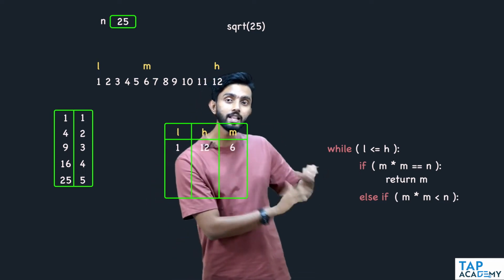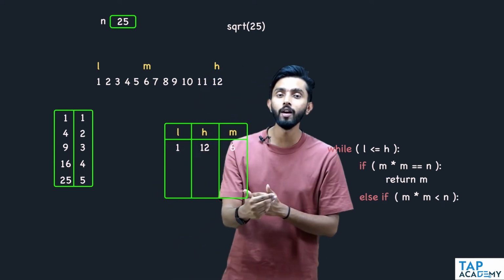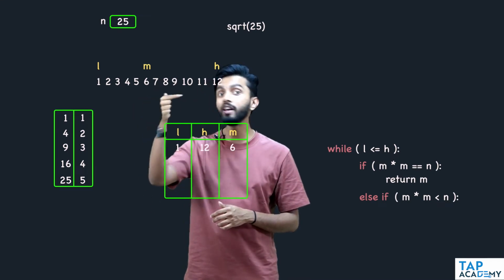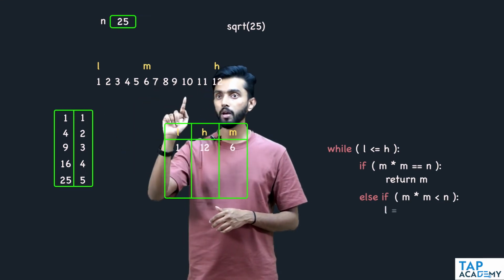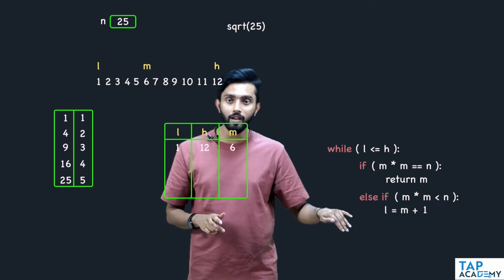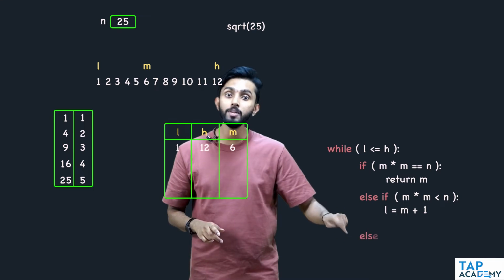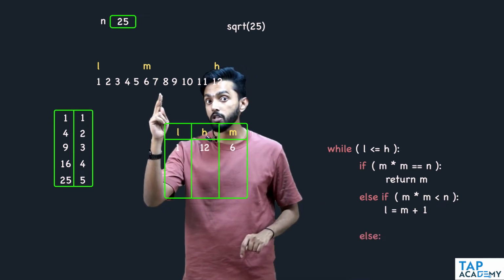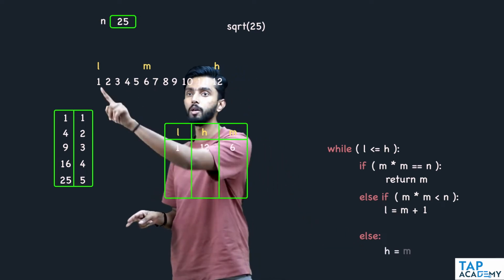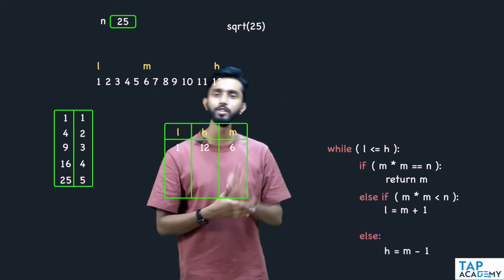If it was lesser than the n value, then obviously the search should be to the right side because I have to increase the m value. So low should become mid plus 1, right? And that is what I am showing. If it was not less and not equal, else means it is greater. Greater means I must reduce the value, so I should restrict it to the left, which means high becomes mid minus 1. That's it. That is your logic.